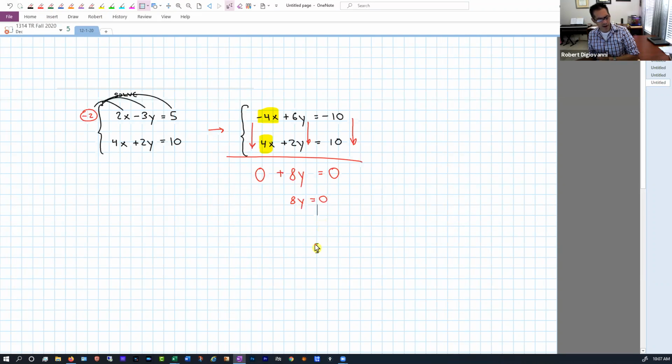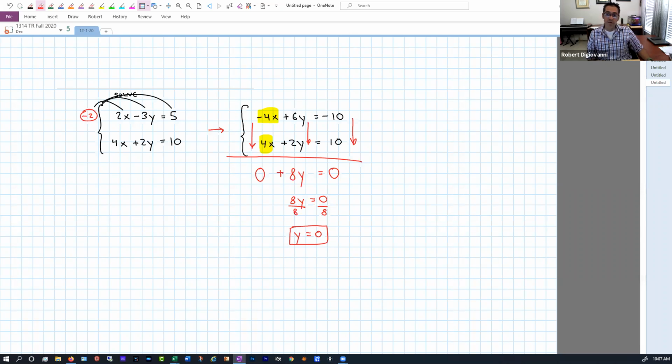And what does that mean y has to be? If 8 times some number is 0, what does that number have to be? 0, right? Now you could also, if you're not happy with that, just divide by 8. And you get y equals 0 divided by 8, which is just 0. So you get y is 0. Okay, we know what y is then.